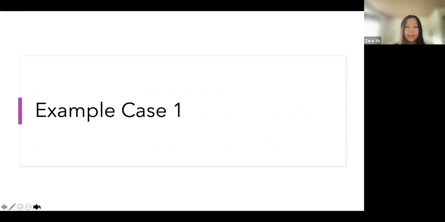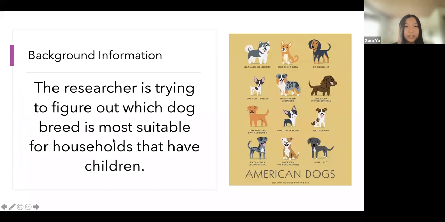We're going to talk about an example case first, which I'm going to go over with you guys. And then after, I'll give you another example case that you can try on your own. So this is your background information. The researcher is trying to figure out which dog breed is most suitable for households that have children. So this is just a picture of some.